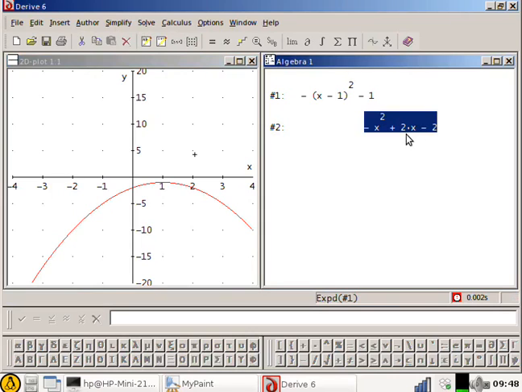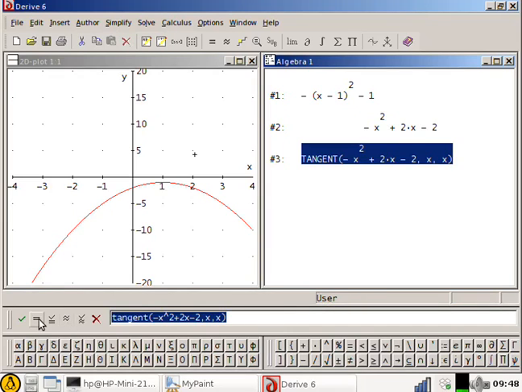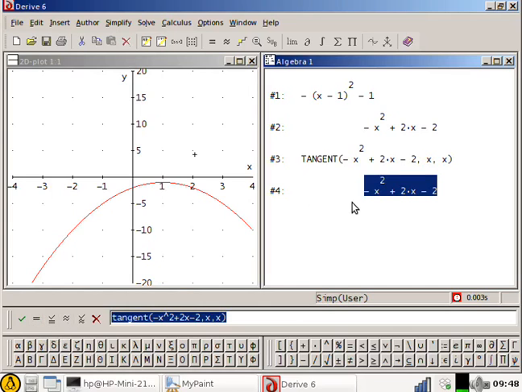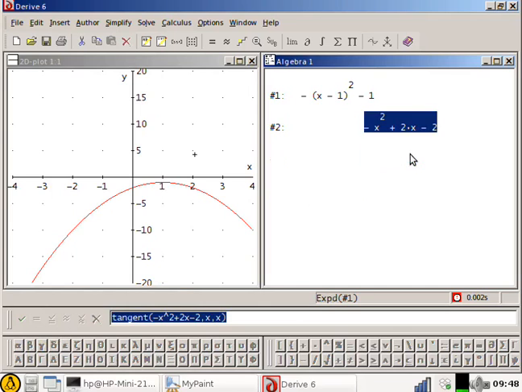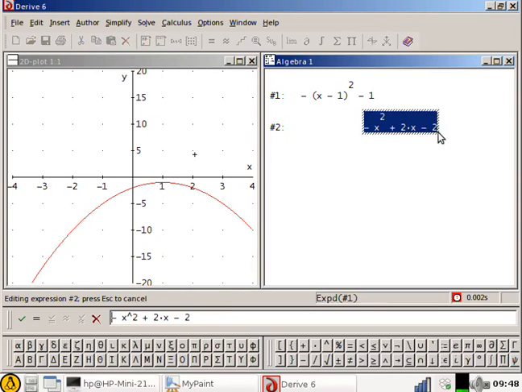So I will just get the program to get the answer, but you've just done a couple of examples for me. So using our formula, we can get it here. Tangent minus x squared plus 2x minus 2, x is x. No, that didn't work. Alright, well, I'll just use my formula. So watch carefully, please.